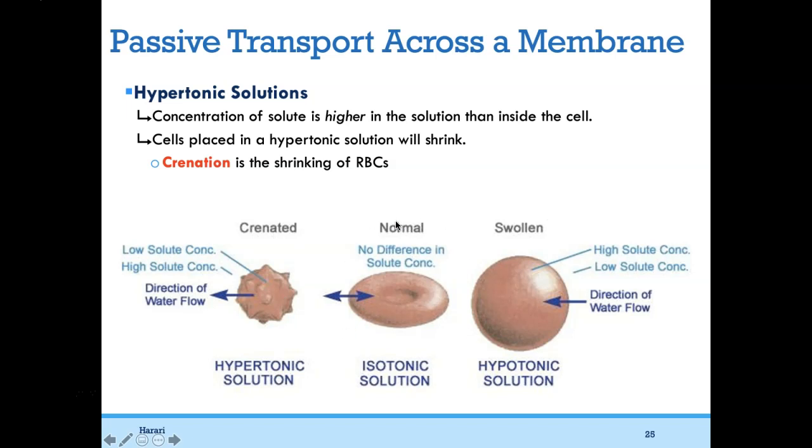Right? In isotonic solution, there's no difference in solute concentration, so the cell remains its nice shape. If the cell is placed in a hypotonic solution, water will want to flow from high concentration to low concentration, and that will swell the cell.